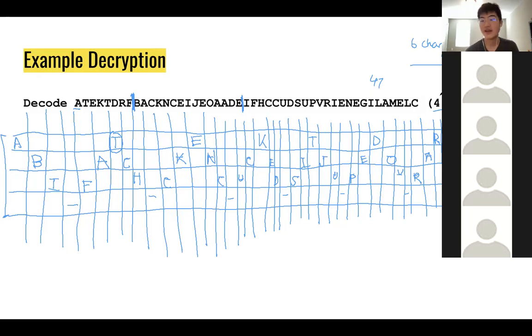Yeah, honestly, I can't read that towards the end, so we're gonna have to do some guesswork. I-E-N-E. So we ended up here. So we have G-I-L-A-M-E-L-C. Okay, now the hard part.